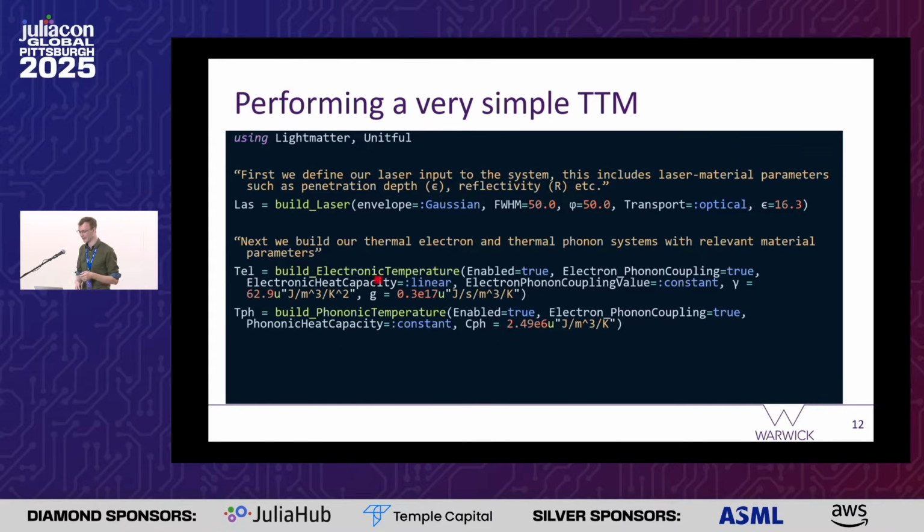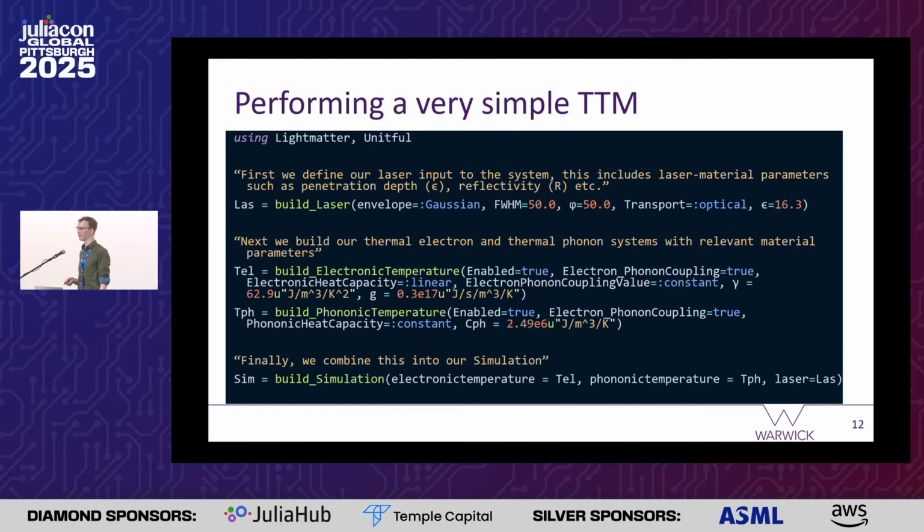We're going to build an electronic and a phononic temperature by setting them to true, coupling them, or setting the couplings to do, giving a couple of approximations and the relevant parameters. Pop that all into a simulation object, and we're done. We have now built a 2TM.